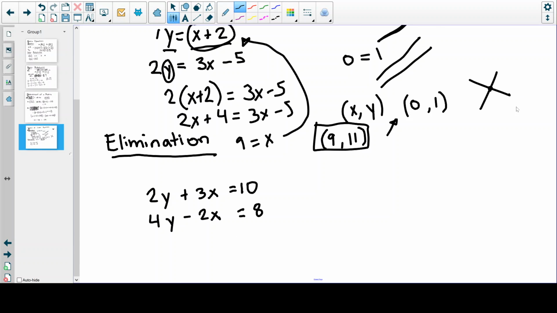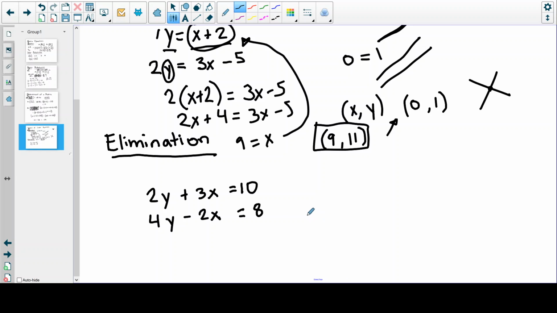Note that you can tell if they're perpendicular by their slopes, but your solution is not going to tell you if they're parallel just by looking at the solution. So you're going to have to figure out the slopes if you want to figure that out using your system of linear equations.